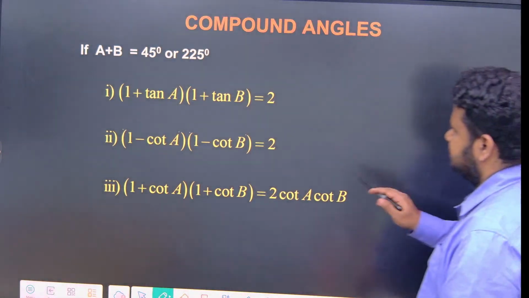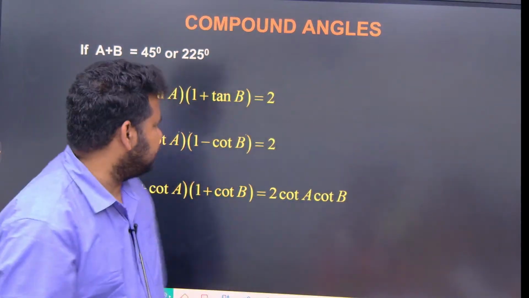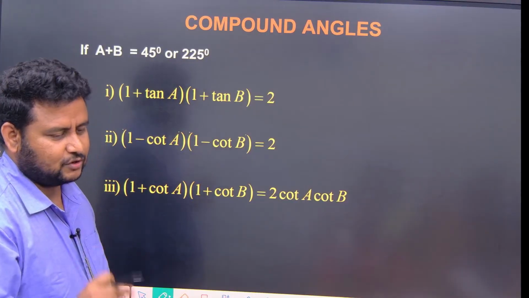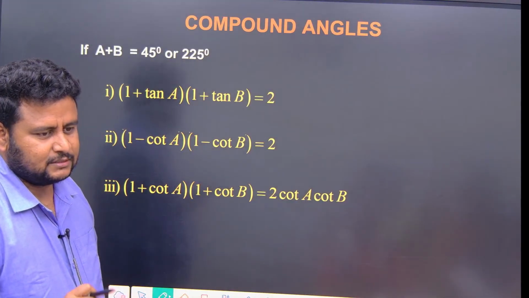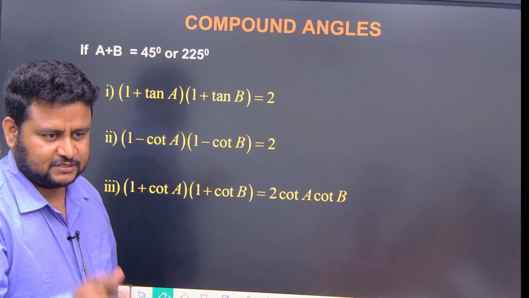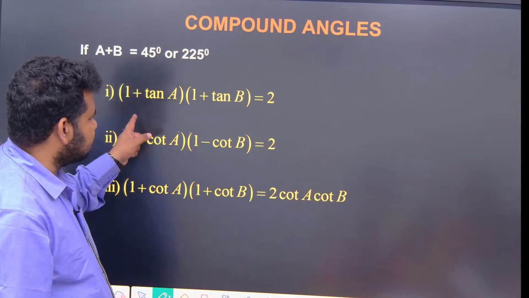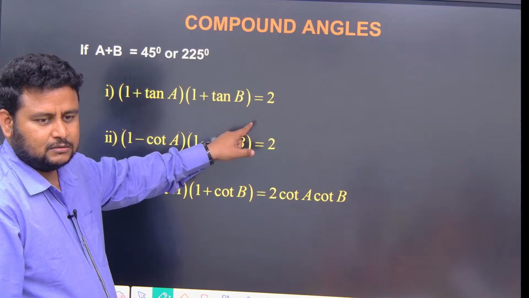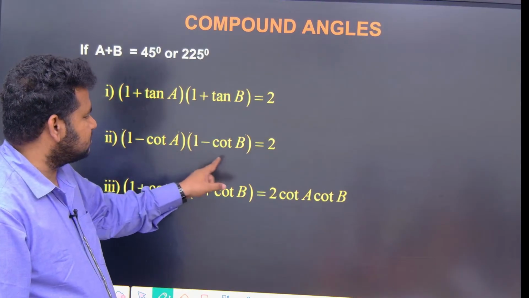Now very important results. If A plus B is equal to 45 degrees or 225 degrees. 45 degrees is in which quadrant? First quadrant. 225 degrees is in which quadrant? Third quadrant. That means tan is positive, wherever tan is positive, that is first quadrant and third quadrant. Then 1 plus tan A into 1 plus tan B is equal to 2. And 1 minus cot A into 1 minus cot B is equal to 2.